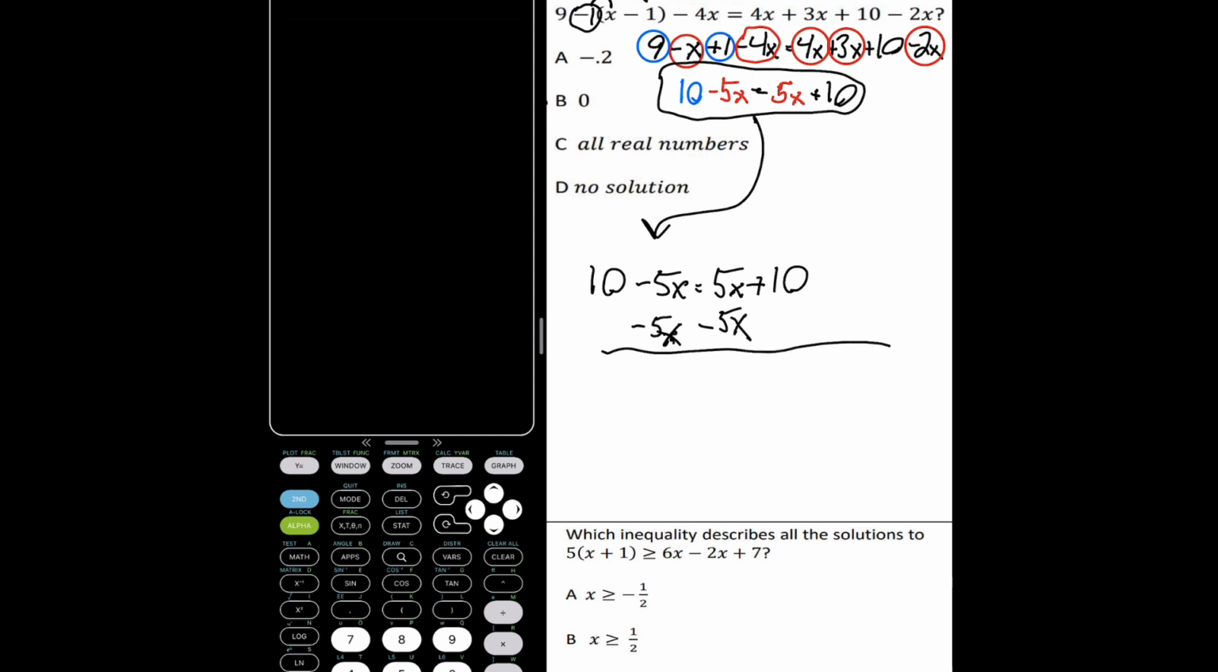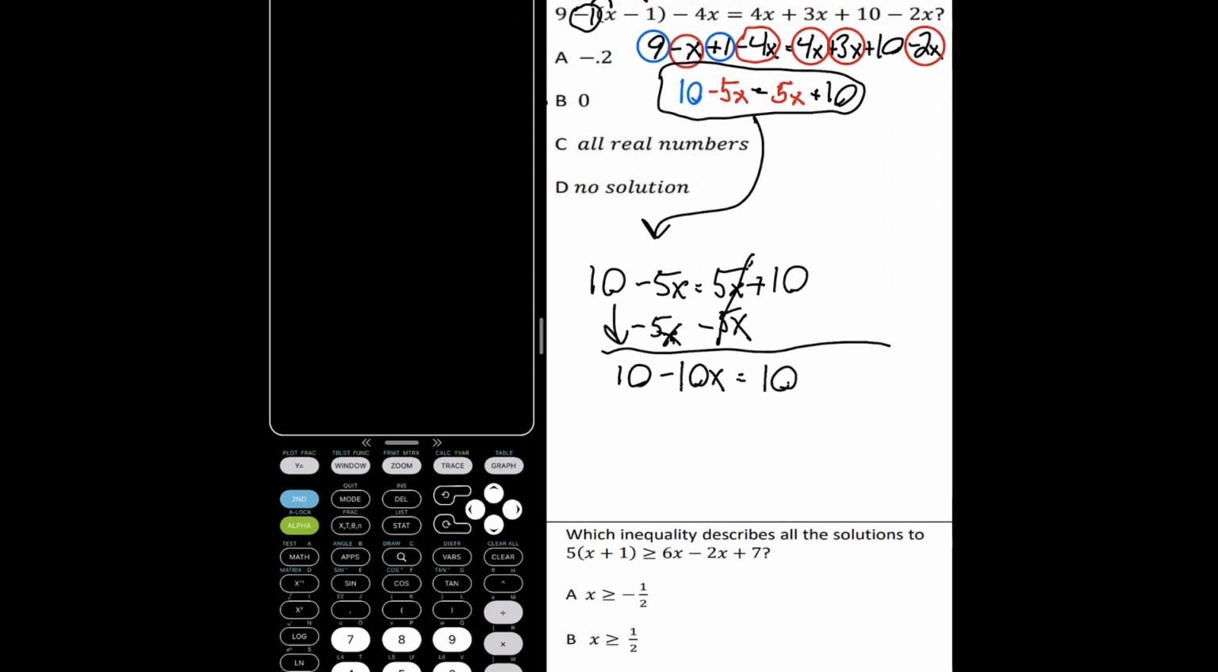Okay, my 10 just drops down. Negative 5x minus 5x is negative 10x. Again, if negatives give you trouble, please use your calculator. 5x minus 5x, those cancel, right? That goes away. And then I have a plus 10 on the right side of my equal sign.